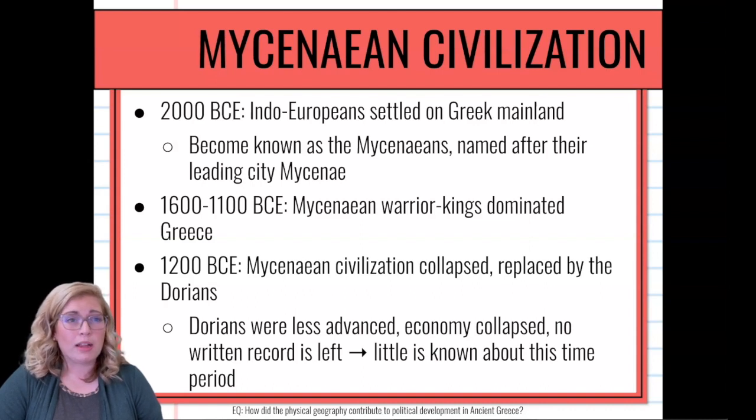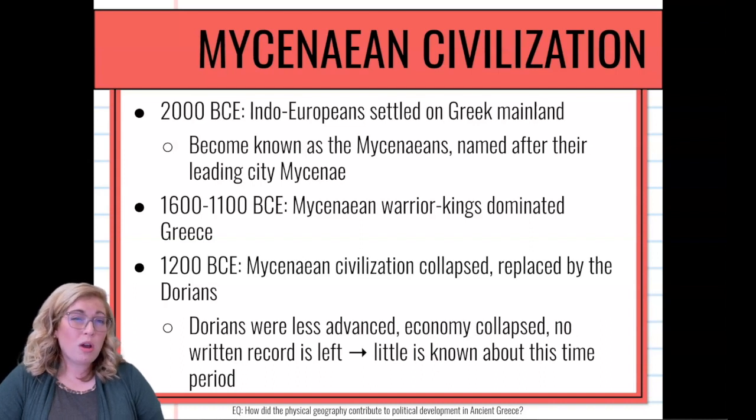Their economy quickly collapses. They didn't trade very well. And there's not much known about this time period because they actually kind of, as the book says, they lost the art of writing. So they don't actually keep a written record. And you'll remember, one of our 5 characteristics of civilization is keeping a written record. So there's not much known about this time period because there isn't much left.